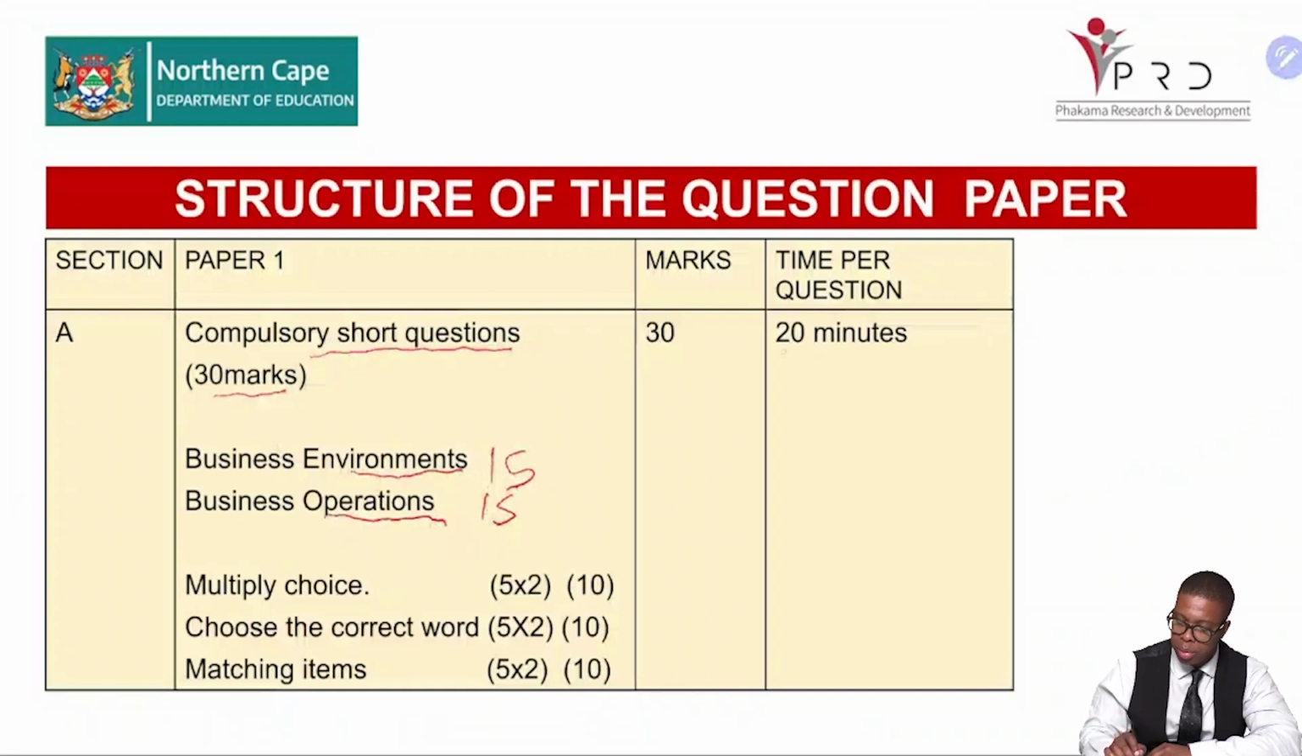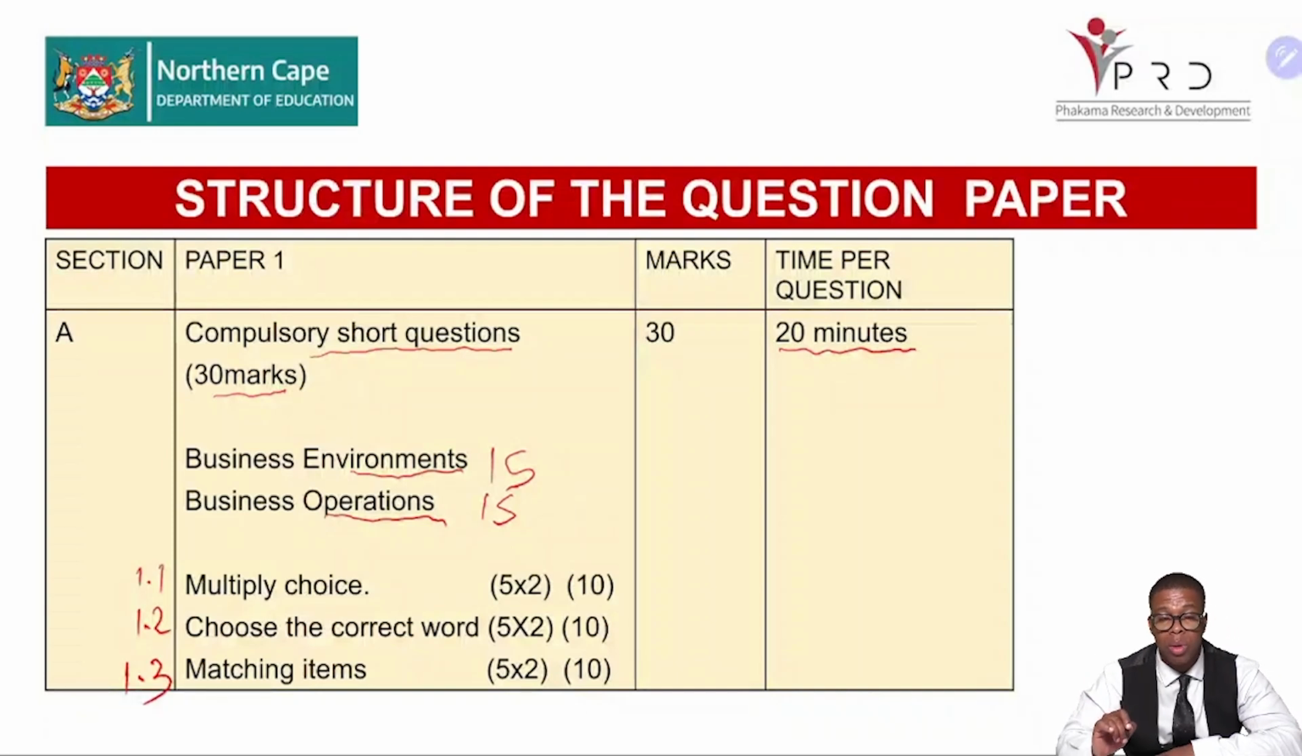The time you should spend there is 20 minutes. Your 20 minutes should be spent addressing question 1.1, which is multiple choice, 1.2, which is choosing the correct word from the box and concepts provided, and 1.3, which is matching items. So that is your question 1, section A, compulsory short questions. Then we have section B, and remember, the focus is on business operations.